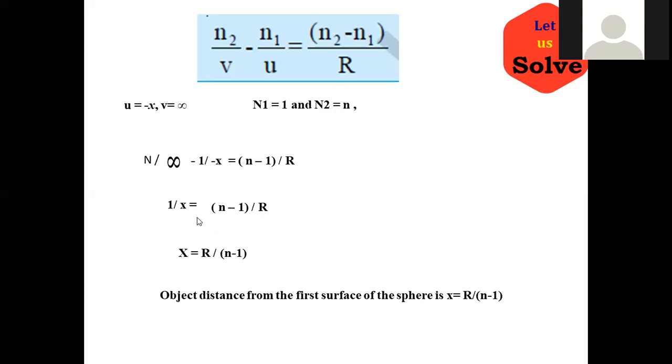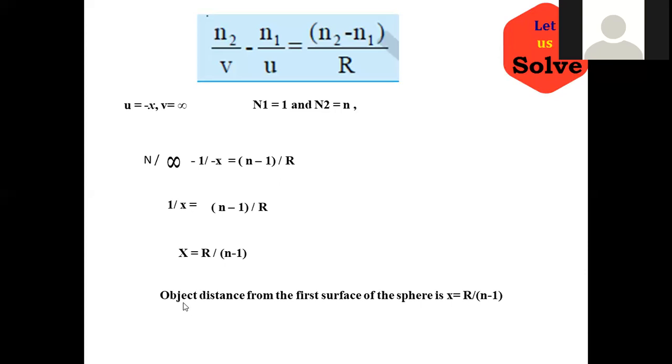Now you can invert the entire equation. We are taking x in the denominator. Let us put forward: x is equal to, the denominator will come up, r by n minus 1. x is equal to r by n minus 1. This is the equation we are getting.